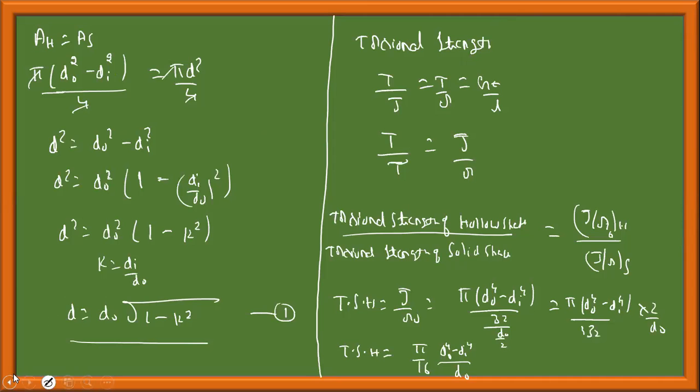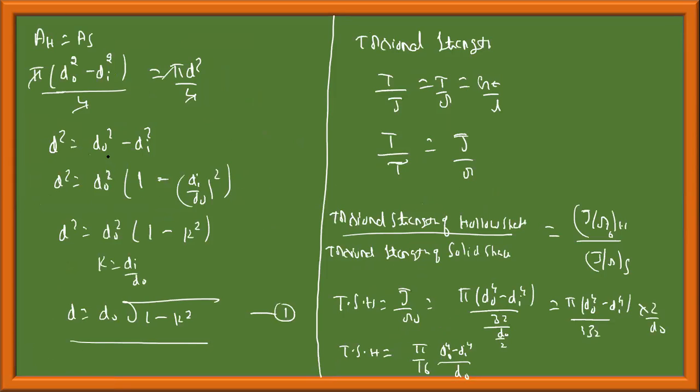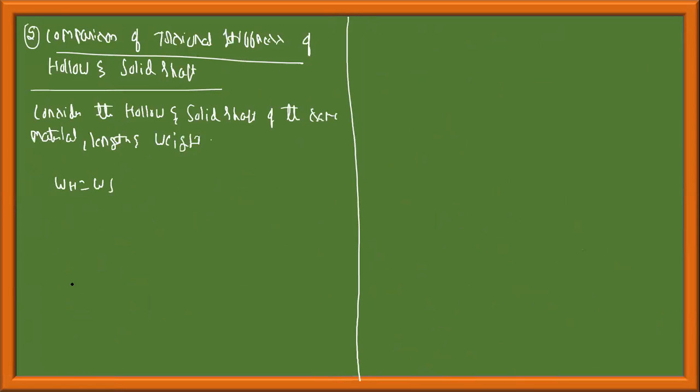See, since the weight is same, the same thing comes into picture. Density is weight per unit volume, or density into volume is equal to weight. Weight of hollow shaft is equal to weight of solid shaft. Weight is equal to density into volume. Density is nothing but specific weight rho, into volume, which is AH into LH, since volume is area into length. Material is same, so specific weight remains the same for both. Length is also same, given in the problem. So area of hollow shaft should be equal to area of solid shaft. When we solve that for the area, we will get an expression d is equal to d naught root 1 minus k square. I will take directly this. We know that d is equal to d naught root 1 minus k square. I will call this as 1.